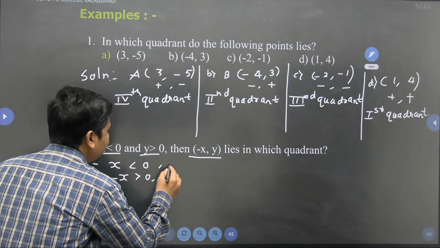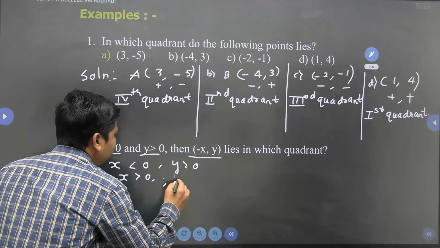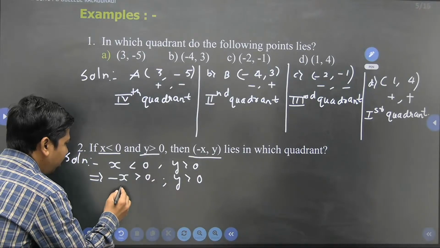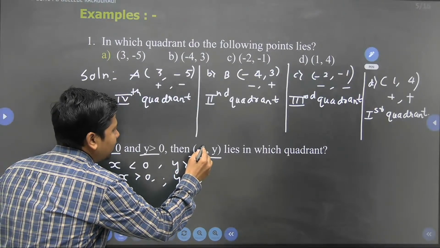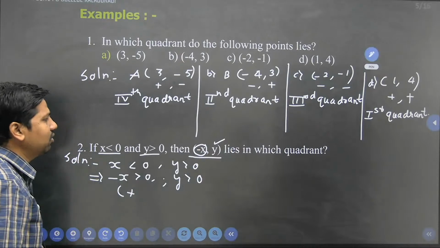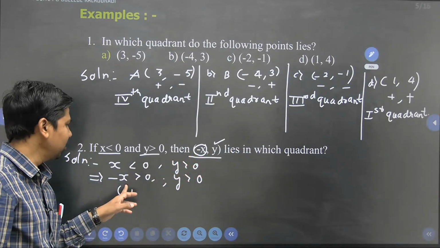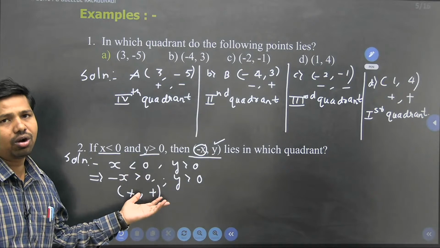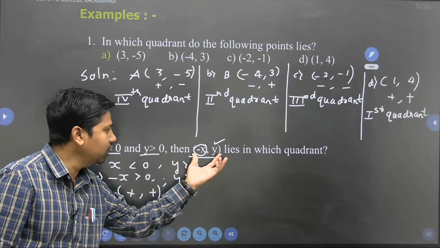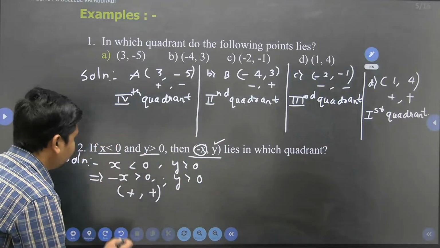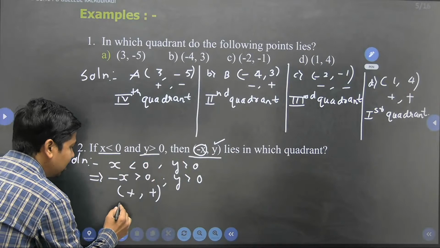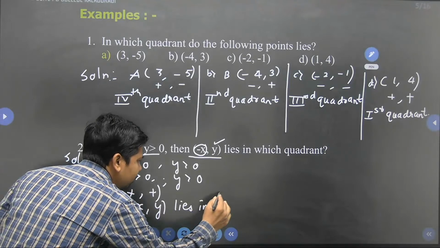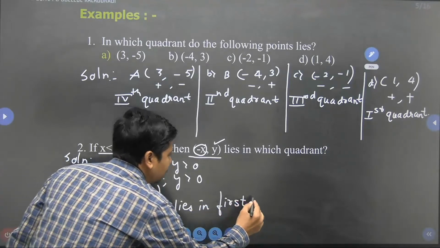And he has also given that y is greater than 0. So minus x is positive and y is also positive, which means both the x coordinate and the y coordinate are positive. That indicates the point minus x comma y lies in the first quadrant. So if x is less than 0 and y is greater than 0, then the point minus x comma y lies in the first quadrant.